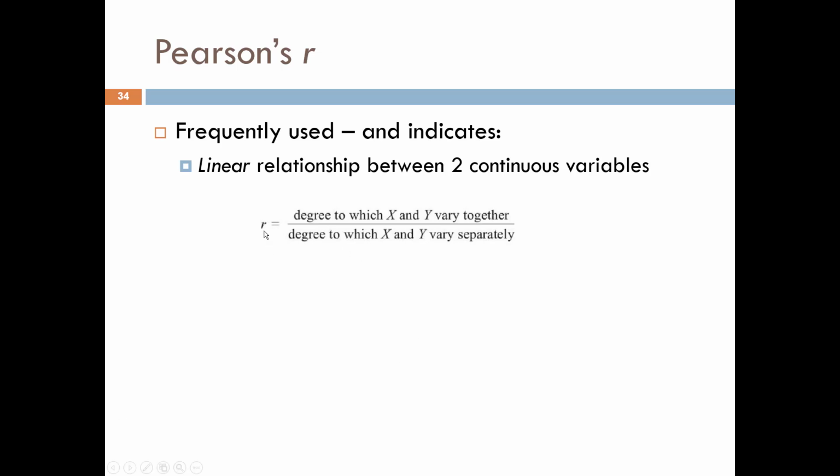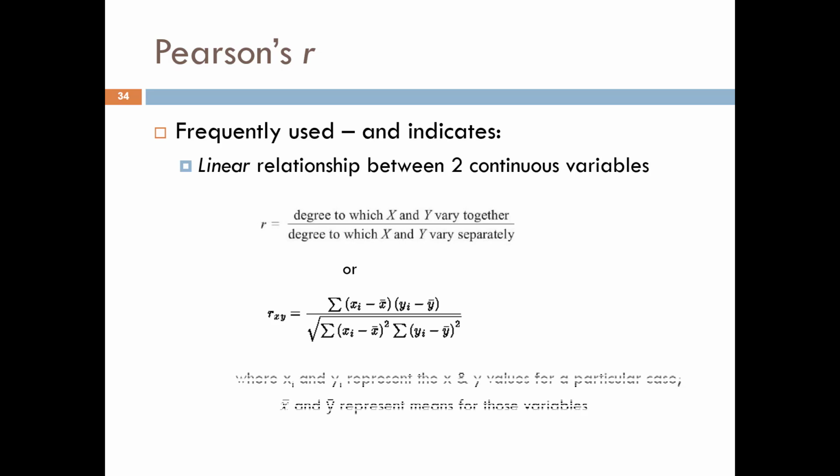Now correlation, Pearson's R, right here, is equal to the degree to which x and y vary together divided by the degree to which x and y vary separately. Putting it into mathematical terms, it looks something like this, where xi and yi represent the x and y values for a particular case, and then y bar and x bar represent means for those variables.